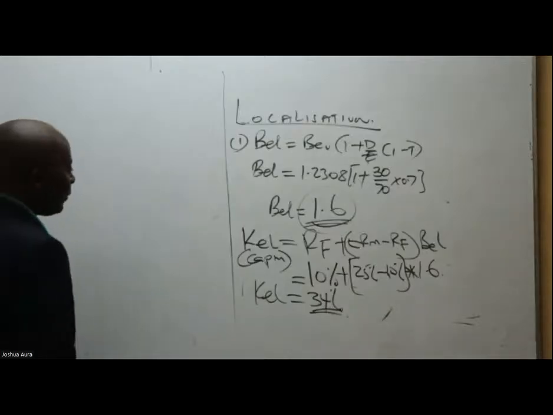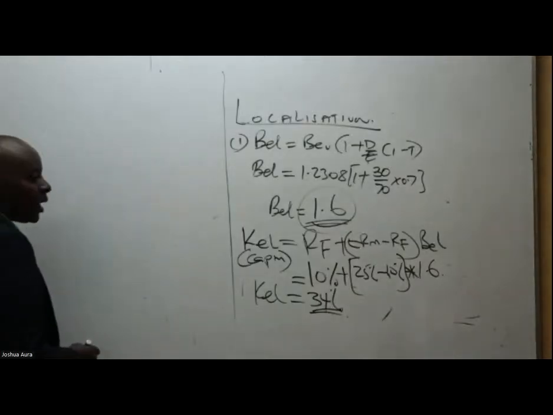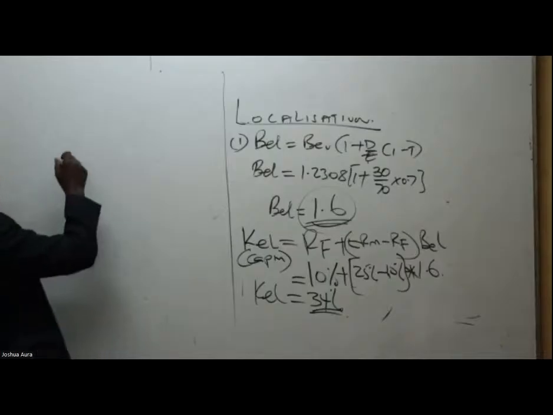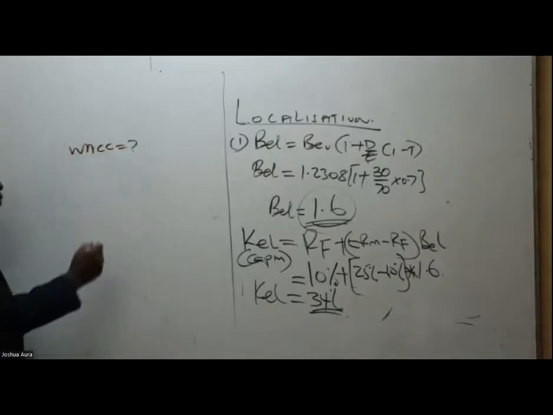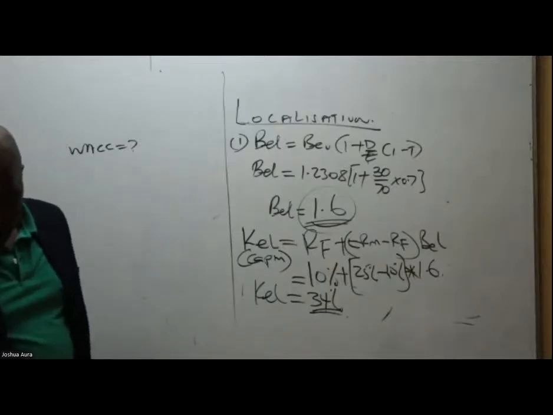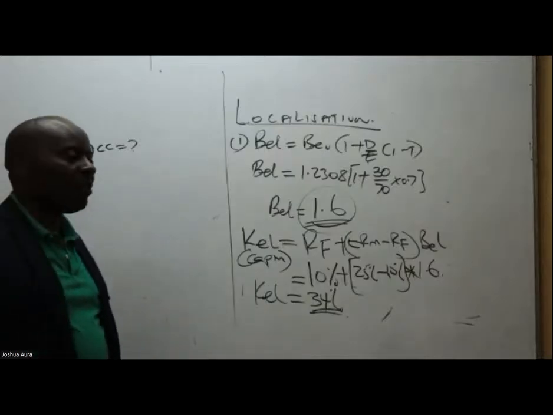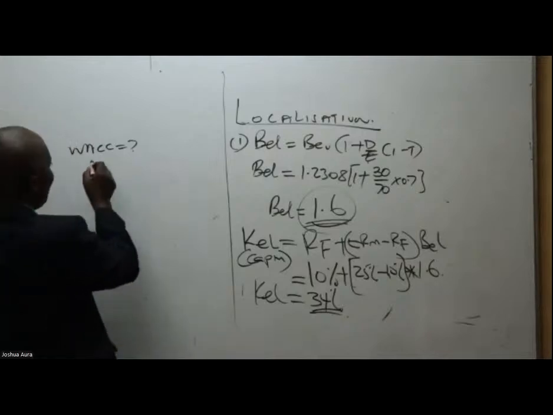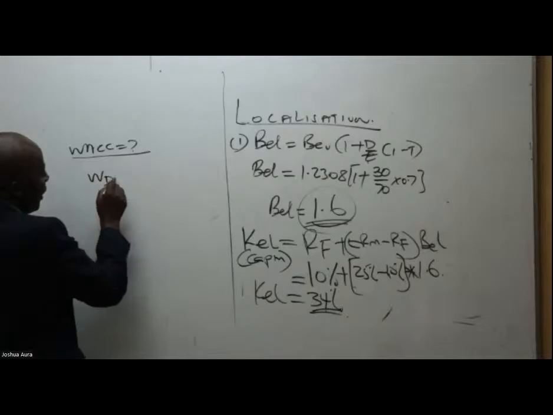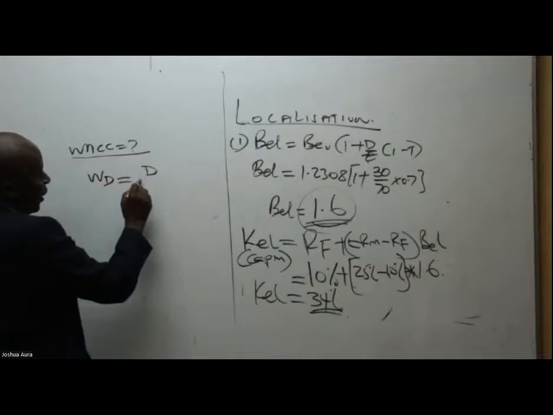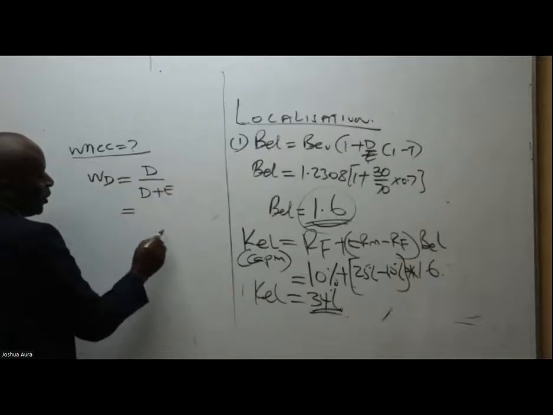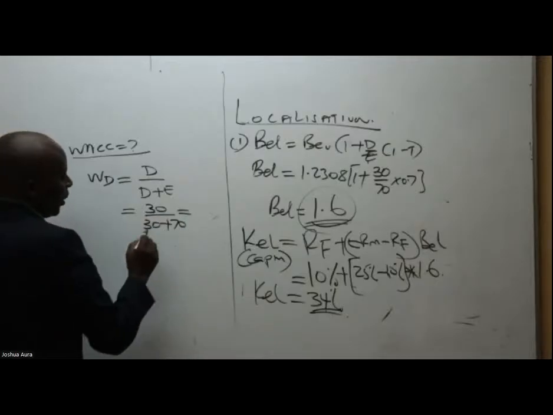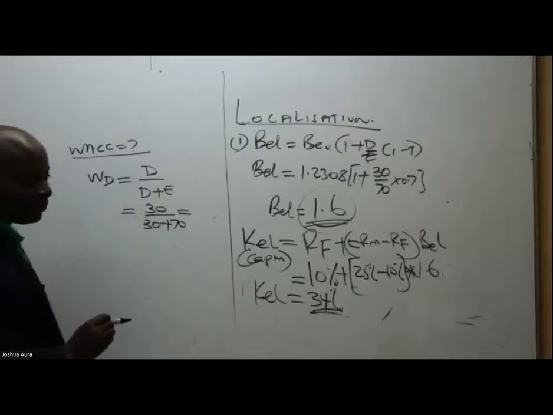Ladies and gentlemen, the moment I have the cal there, I'll come here and calculate WACC, because if you read the question very well, it was about determining the suitable discounting rate. It's WACC. To get this WACC, it will be good to get the weight of debt first. Weight of debt is debt over debt plus equity. The debt in this case is 30, over 30 plus equity, which is 70. The weight of debt will be 0.3.